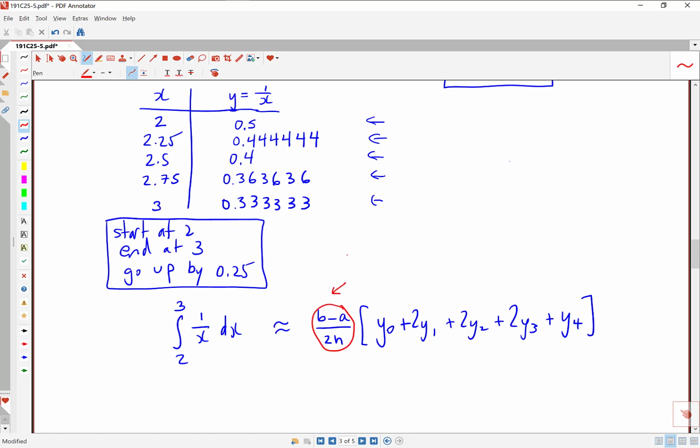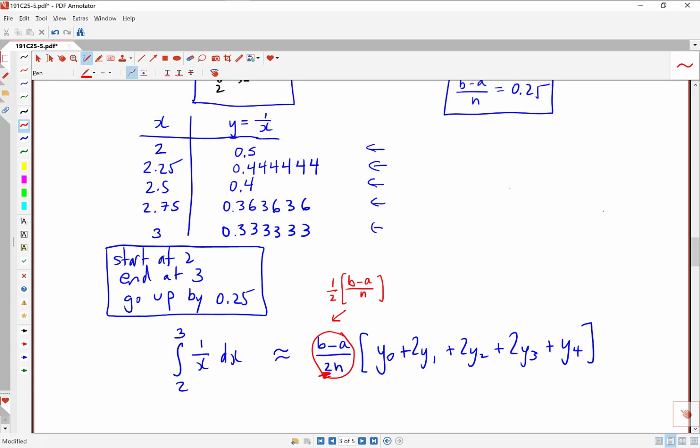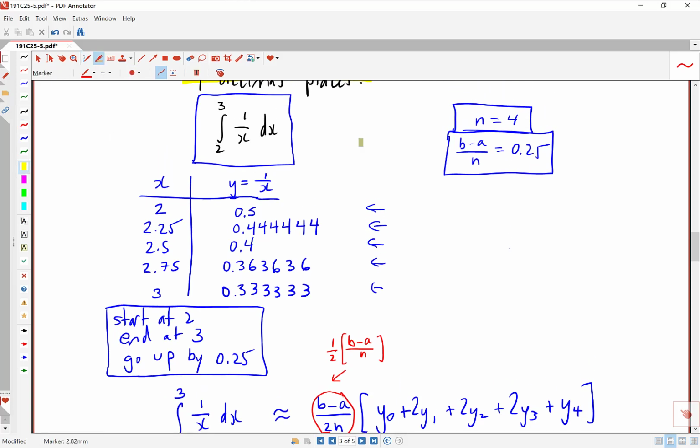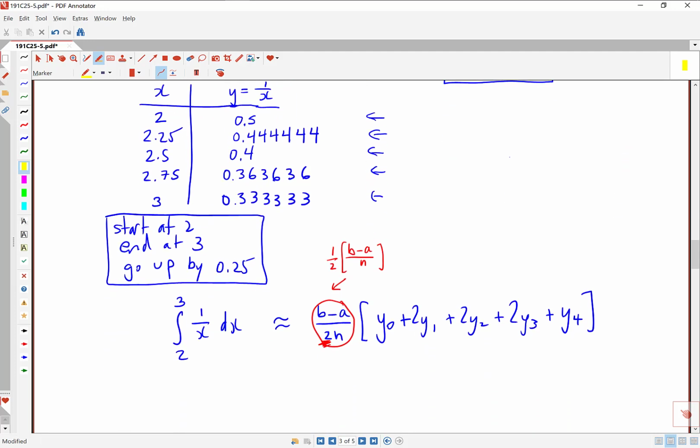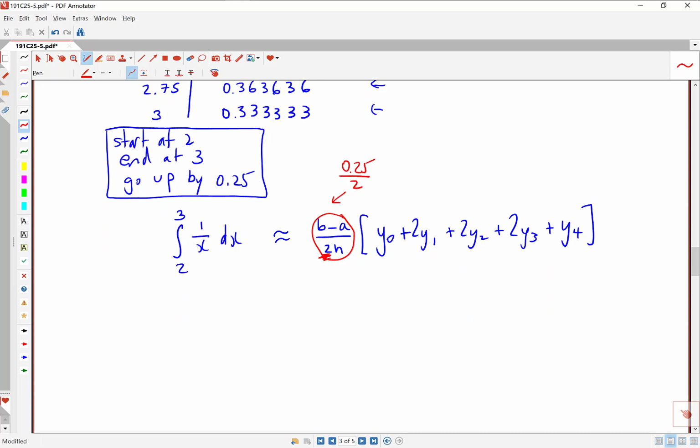So this is b minus a over n, which is a number that we've already calculated, times another factor of a half. So let's just be aware that there's that extra factor of 2 that came out in the denominator when we simplified this expression. So let's scroll back up to the beginning of the problem where we set things up. Remember, we said b minus a over n is equal to 0.25. So that's the size of the step that we're taking as we move across the x-axis. Now, when we do our final calculation, we're not just taking that 0.25, it's actually 0.25 over 2, because there's that factor of 2 that came out in the denominator when we simplified. So that's just something to be aware of. And with that, I think we're ready to plug in and get our answer.